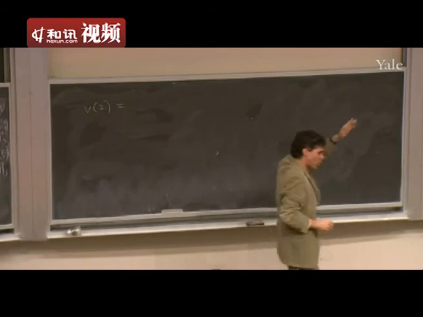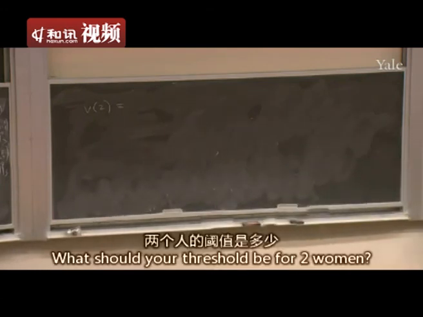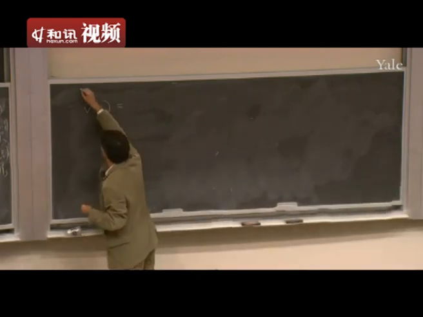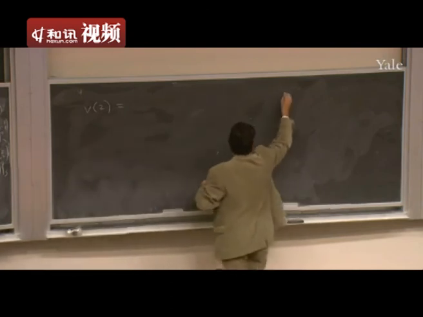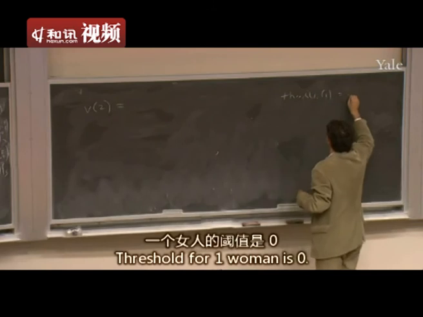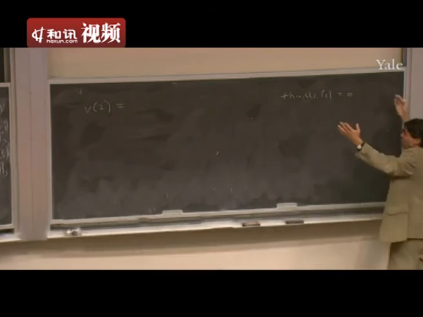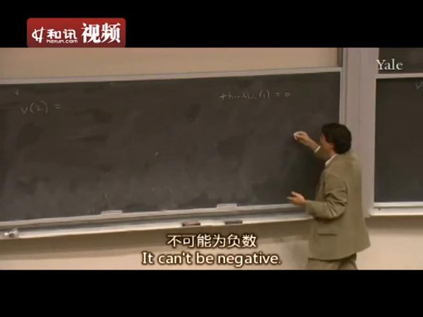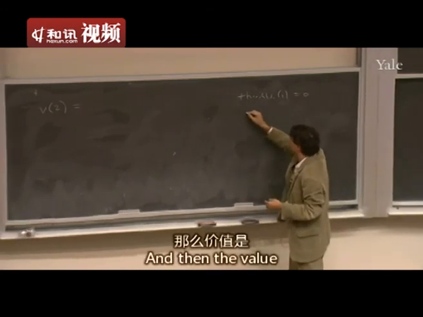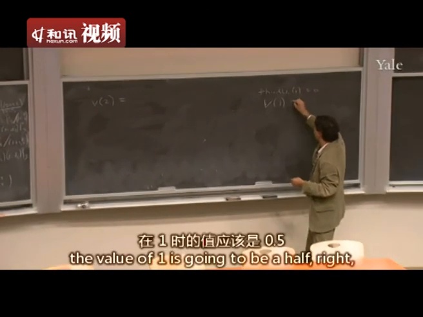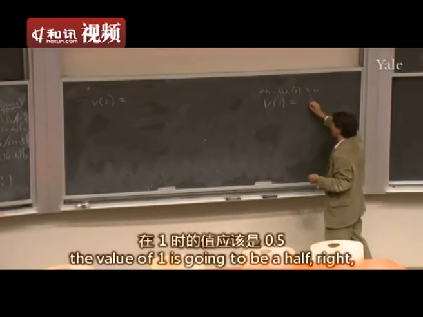What should you do? What should your threshold be for 2 women? So here's the threshold, and here, V of 2. Threshold for 1 woman is 0. If it's the last woman there, whatever she is, that's it. You might as well marry her. It can't be negative. And then the value of 1 is going to be a half, right?